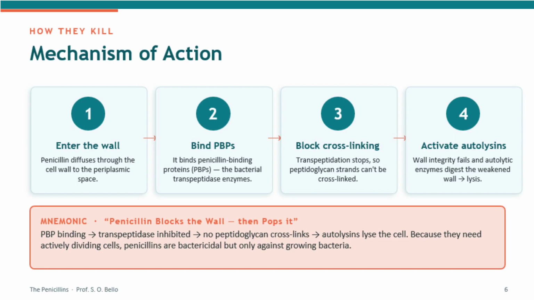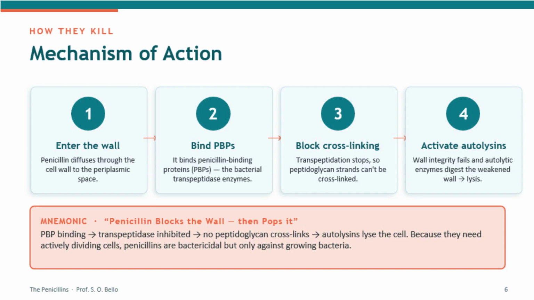Step 3. By occupying the active site, penicillin blocks transpeptidation, so the long peptidoglycan strands can no longer be cross-linked into a strong mesh. Step 4. The wall becomes structurally weak and the bacterium's own autolytic enzymes, its autolysins, finish the job by digesting the wall, and the cell bursts under its own osmotic pressure.